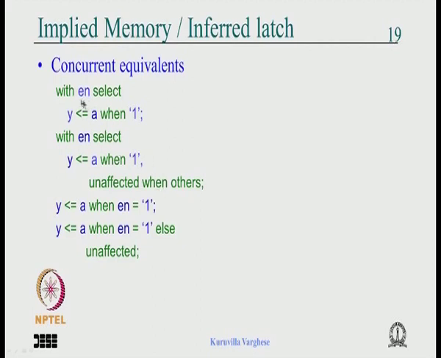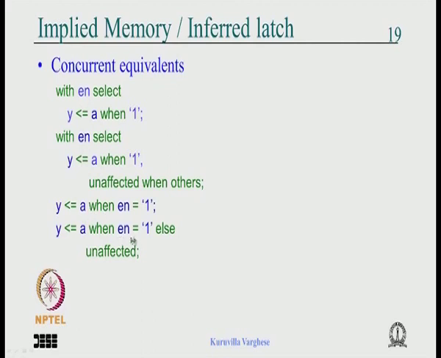So with select, you can say with enable select y gets a when 1, and you are not specifying anything else. You are not specifying b when 0 or something like that, or it means y gets a when 1 and y when 0, that's the meaning of it. And similarly you can say with enable select y gets a when 1, you can say unaffected when others. In a concurrent statement when you say unaffected it remembers the previous value.